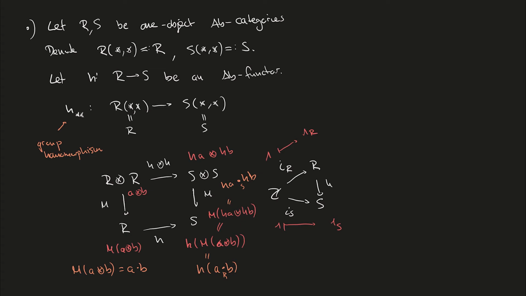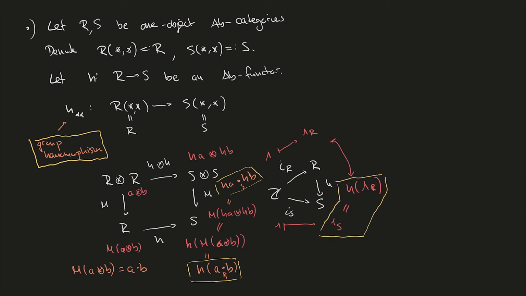Now the fact that this right-hand diagram commutes is saying that if we map the multiplicative identity of R under H, then we should get the multiplicative identity of S. In summary, what an Ab-functor is specifying is a single group homomorphism H between R and S, satisfying the additional conditions that H of a times H of b is equal to H of a times b, and that H of the multiplicative unit in R is equal to the multiplicative unit in S. So in fact, such an Ab-functor is just a ring homomorphism.